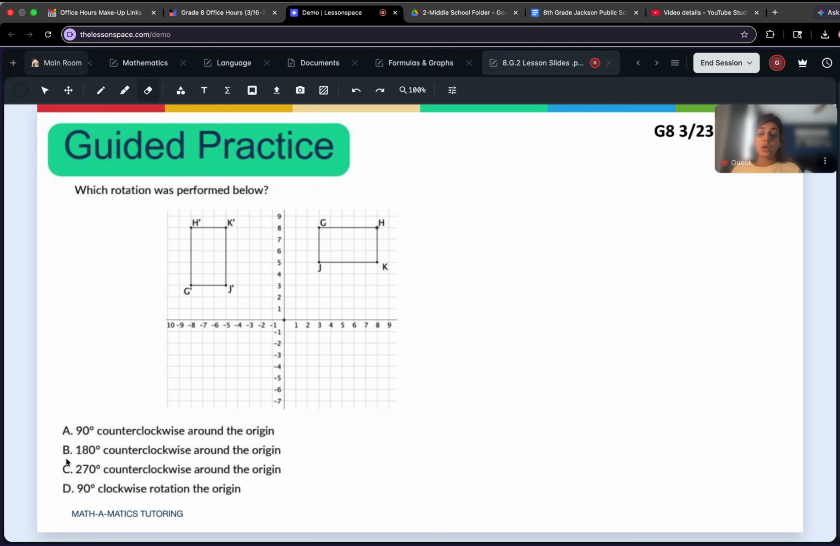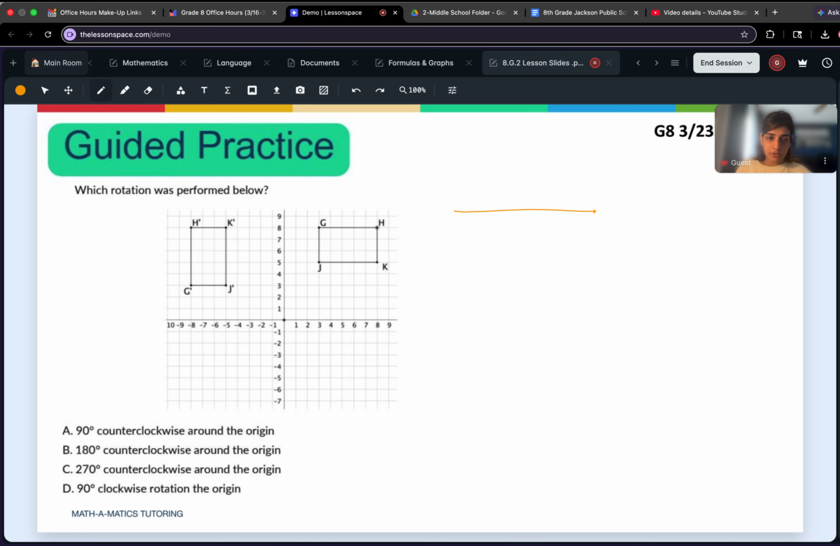Then we have 180 degrees counterclockwise around the origin. The C option is 270 degrees counterclockwise around the origin. And the last is 90 degrees clockwise rotation around the origin, right? Okay, I'll discuss two things first.